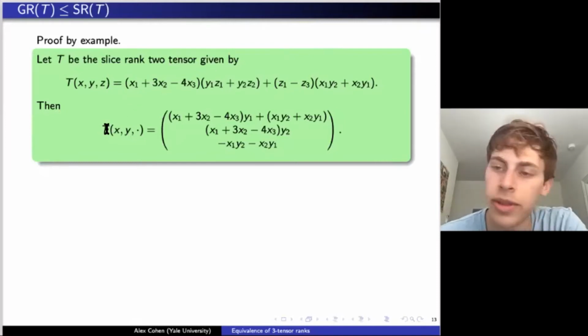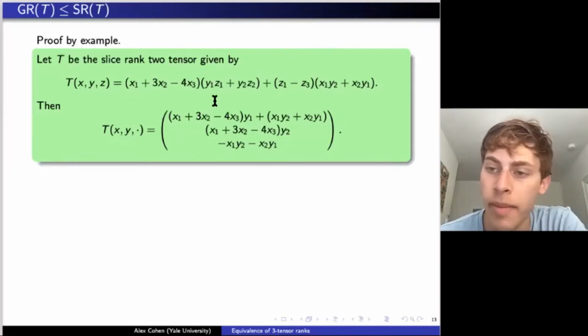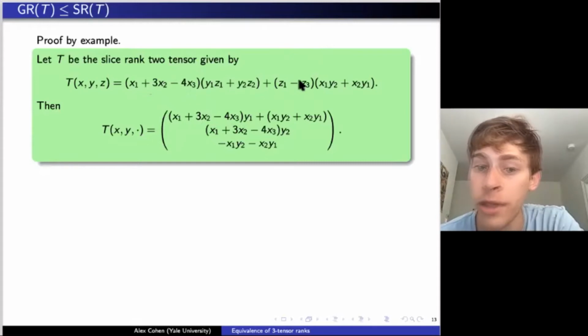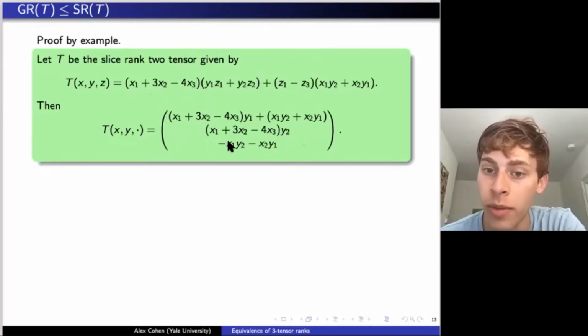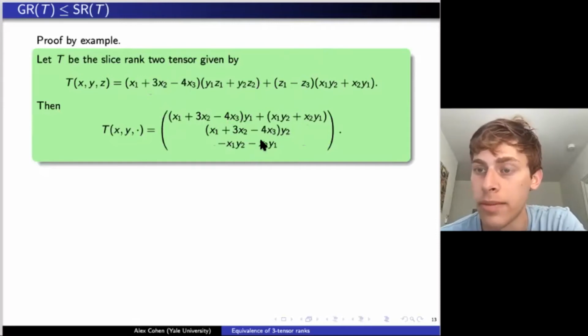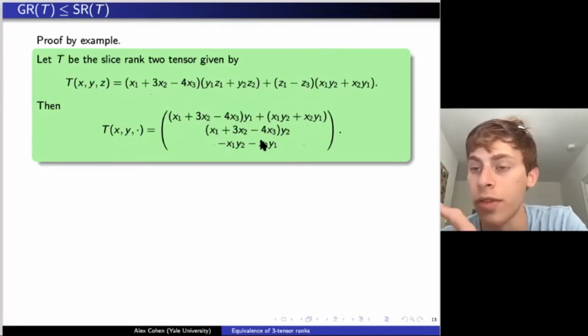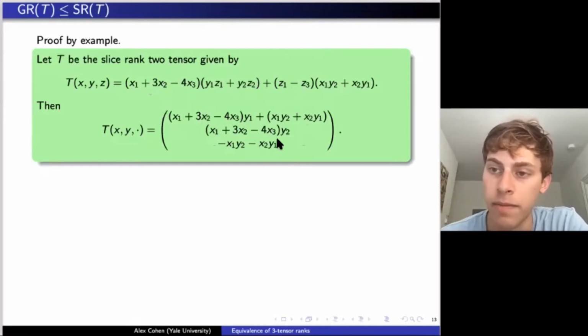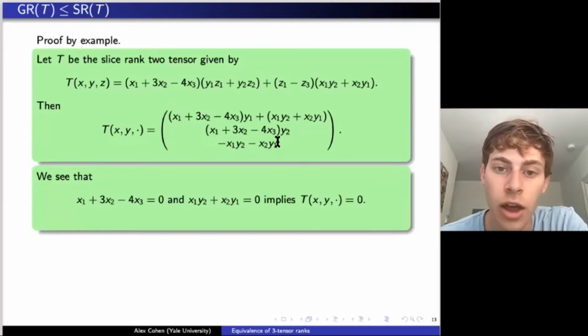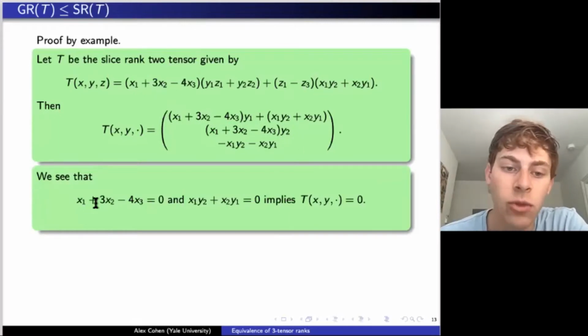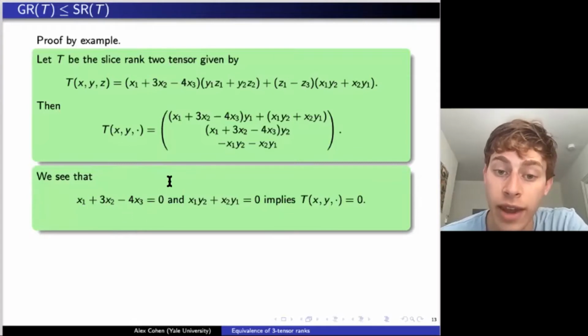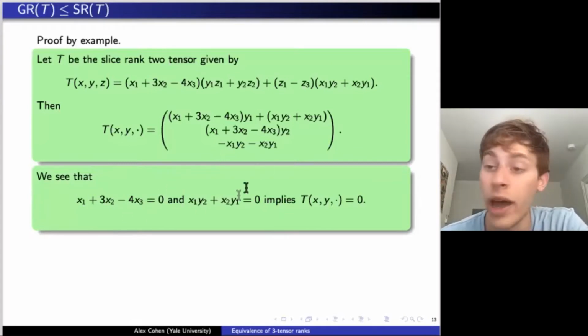Okay, so the bilinear map is the vector, each of whose entries is a bilinear form. The first entry is the coefficient of Z1 in this polynomial, the second entry is the coefficient of Z2 in this polynomial, and the third entry is the coefficient of Z3 in this polynomial. And the kernel is the set of all inputs x and y that give you the 0 vector, where these 3 bilinear forms all vanish. Okay, but we notice that if x1 plus 3x2 minus 4x3 vanishes and x1 y2 plus x2 y1 vanish, then actually all 3 of these entries have to vanish.